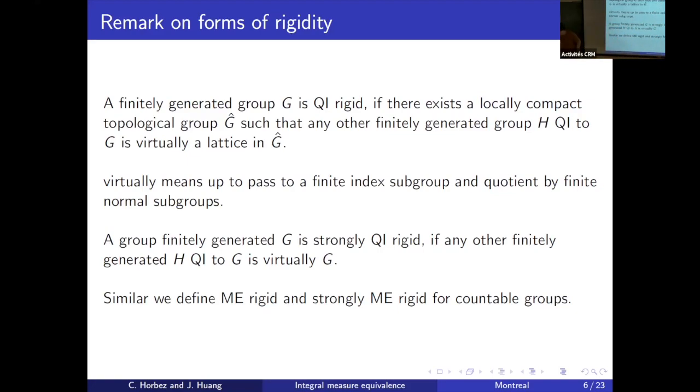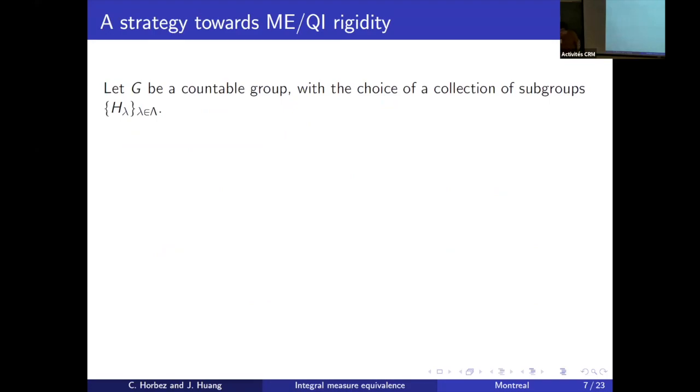Now, I already showed you some rigidity theorems. I want to explain a general scheme to prove ME and QI rigidity. This is certainly not the only way to prove ME and QI rigidity, but this kind of scheme was responsible for a collection of results, so I think it's worth mentioning.